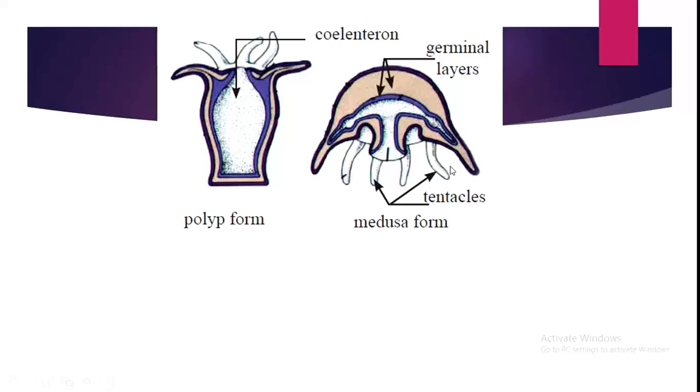These tentacles are useful for them to gather food. Here you are shown the germinal layers as well. When we consider the symmetry of these animals, they have a radial symmetry. That means along the radius we can divide them into any number of similar halves. They have only a single opening in the body which acts as the mouth as well as the anus.